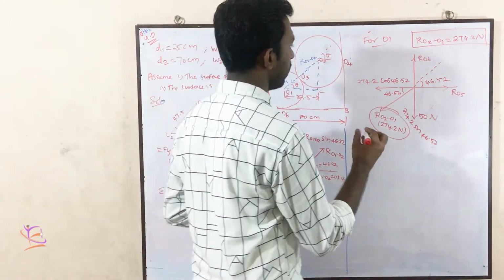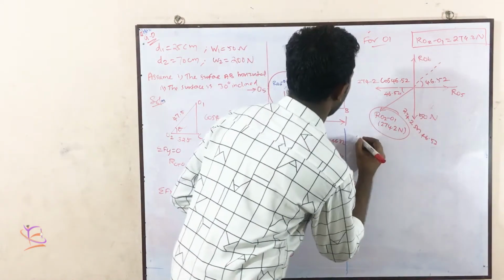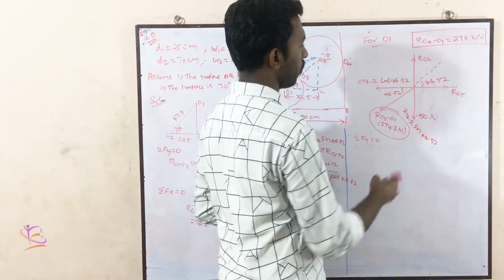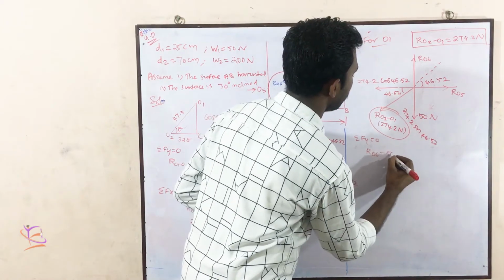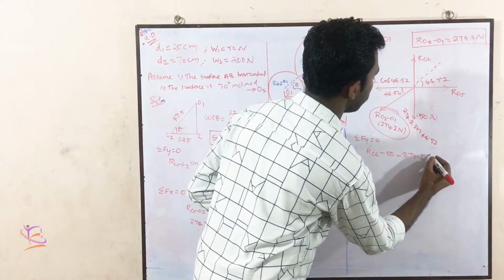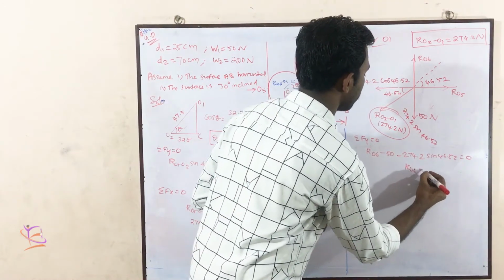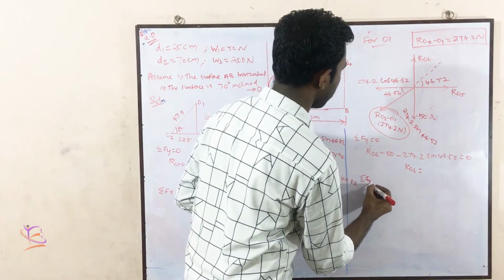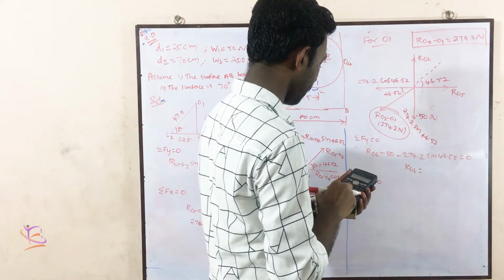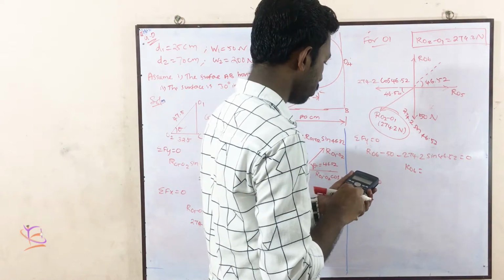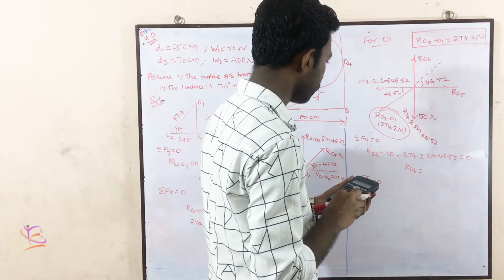Now the same: known, unknown. First of all, summation of y is equal to 0. Y, that is positive, right? R06 minus 50 minus 274.2 sin 46.52 equal to 0. So what is the value of R06? Then summation of x equal to 0. So you solve this: 274.2 into sin 46.52 equal to plus 50.